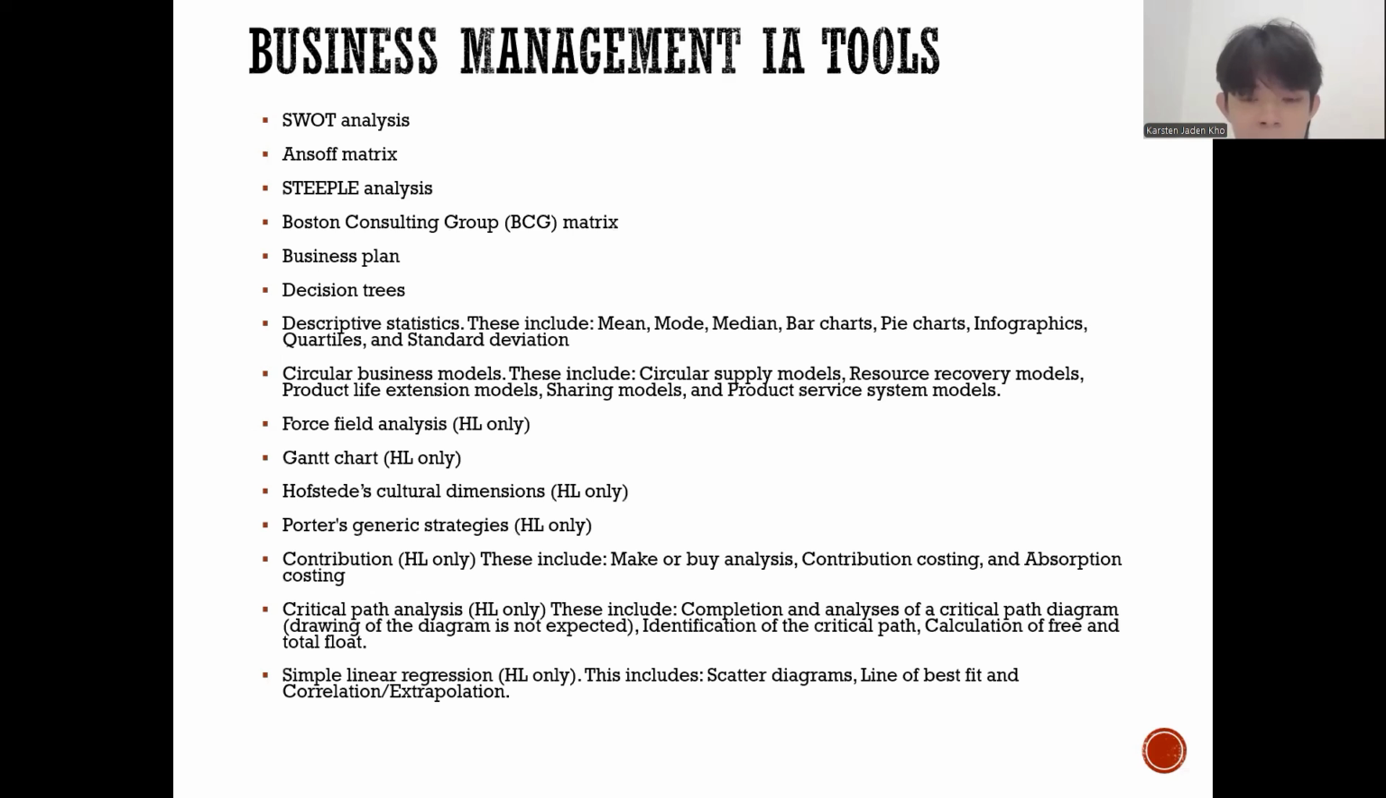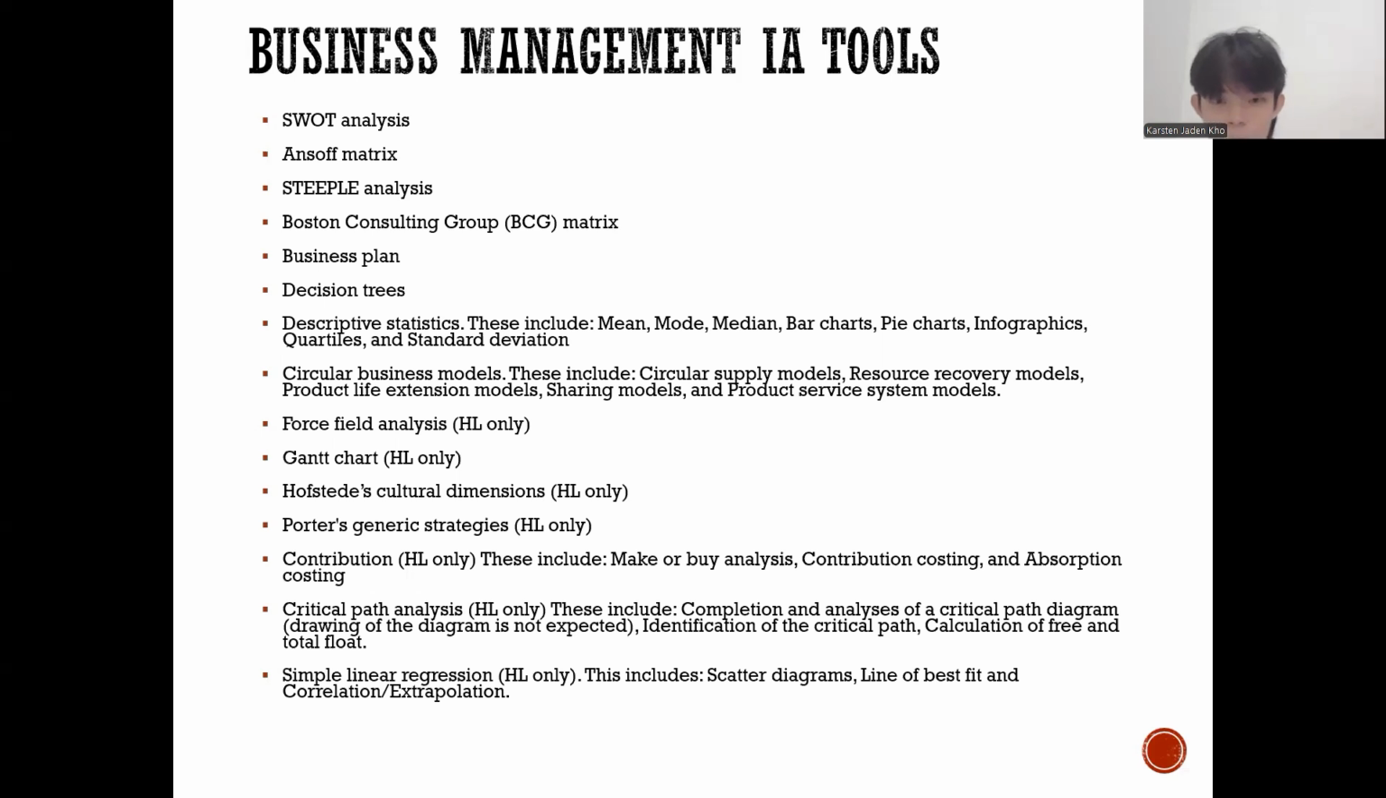Next, as you can see here, these are the tools that students can apply to their internal assessment. The SL students are only allowed to apply SL tools such as SWOT analysis and STEEPLE or STIPO analysis. On the other hand, HL students are allowed to apply not just SL tools, but HL tools too, such as force field analysis or Porter's generic strategy.